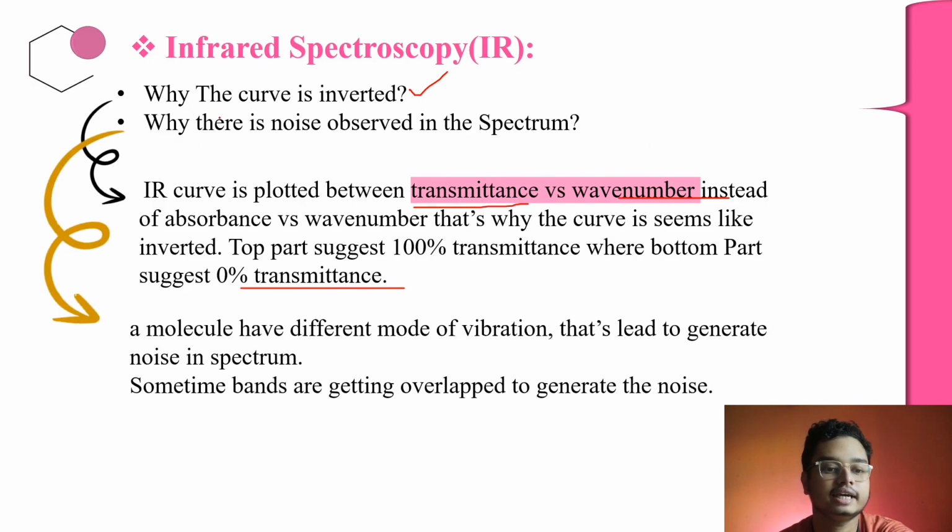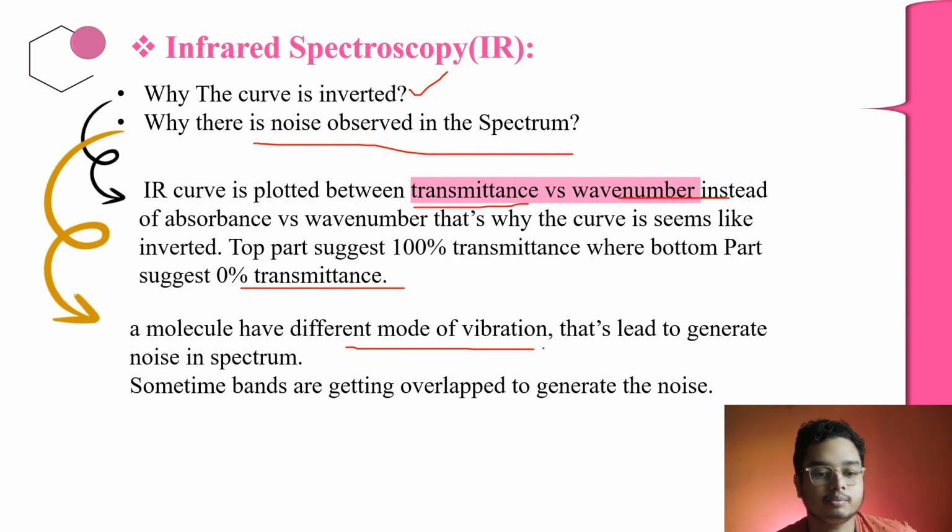The second question is why there is noise observed in the spectrum. A molecule has different modes of vibration that I already discussed. A molecule contains stretching modes of vibration and bending modes of vibration, and in bending there are different types, in-plane bending and out-of-plane bending. Due to the different modes of vibration, they sometimes overlap in the spectrum, and that generates the noise. So I hope that this is clear.